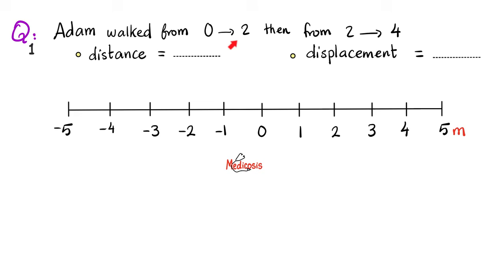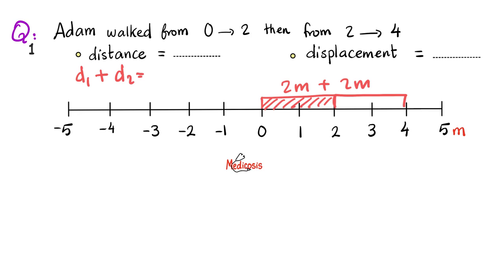Okay, distance, you just add all of them up. So first I walked from 0 to 2 like this, and then from 2 to 4 like this. From 0 to 2, you have 2 meters. Here is 1, here is 2. And from 2 to 4, here is 1, here is 2. So you have 2 meters here plus 2 meters there. So distance, or the total distance, equals d1 plus d2, which equals 2 meters plus 2 meters, which gives me 4 meters in total. That's the total distance.